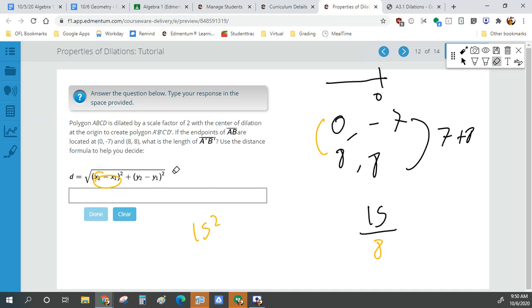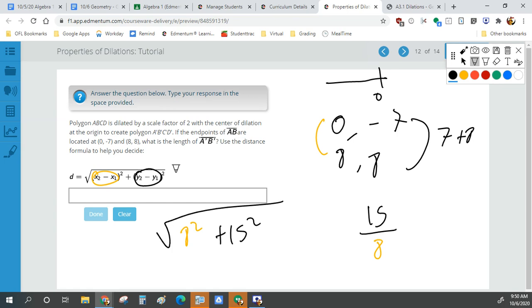Oops, wrong one. 15 was my rise. So 15 is my rise. I used the right color. I just circled the wrong things. And then my run was 8. So I'm going to say 8 squared plus 15 squared. And we're going to take the square root of all that. And that's going to give me my D.